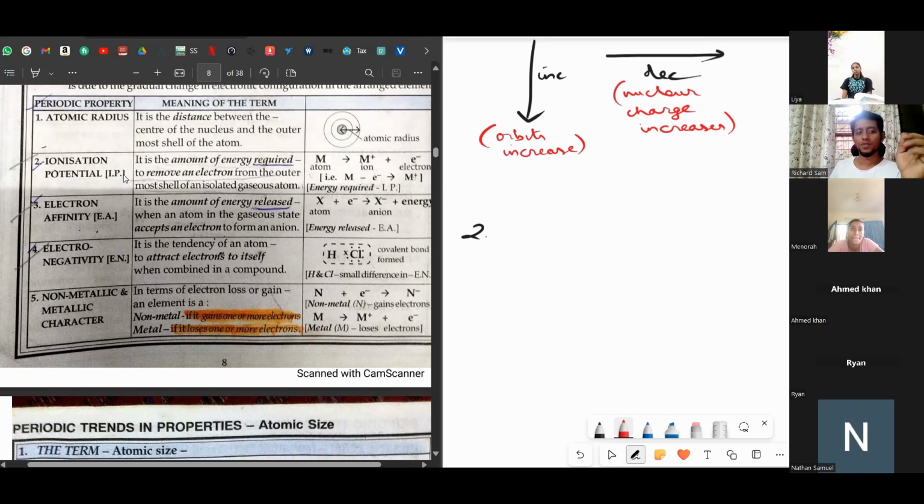So let's read the definition for ionization potential. It is the amount of energy required, needed. Required means needed. Needed for what? To remove an electron from the outermost shell of an isolated gaseous atom. So they're talking only about gaseous atoms, not sodium or magnesium. But for example, we can use them.